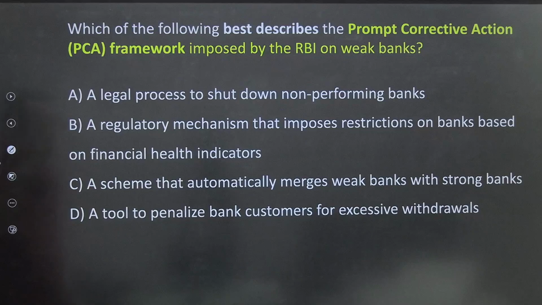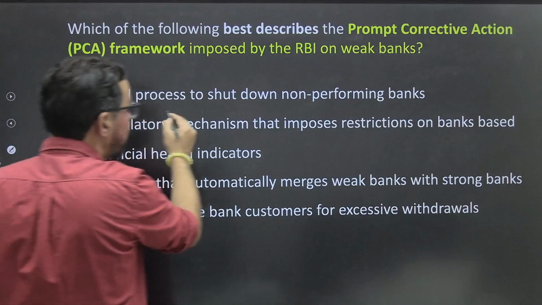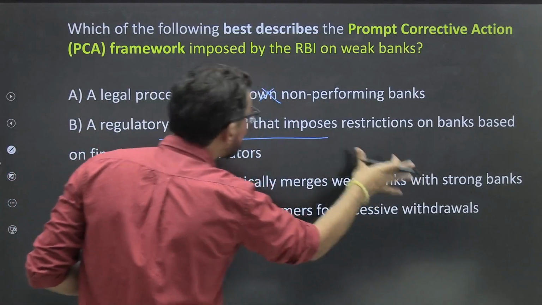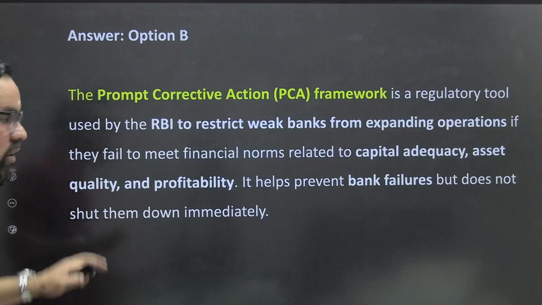Which of the following best describes the prompt corrective action framework imposed by RBI on weak banks? Okay. A legal process to shut down banks? No. A regulatory mechanism that imposes restrictions on banks based on financial health indicators. Okay. We have already discussed this particular one.